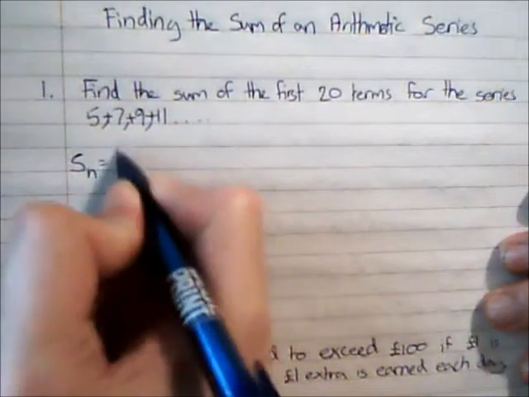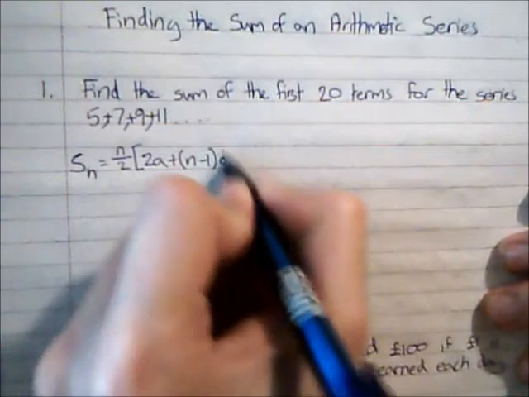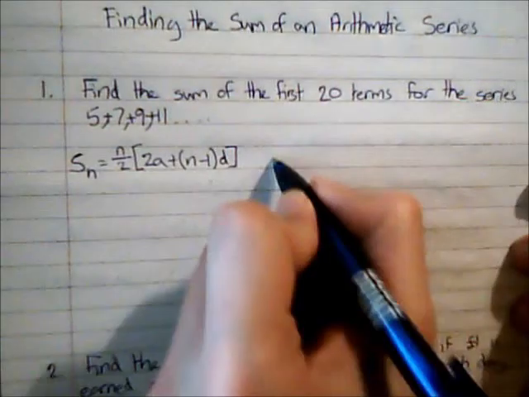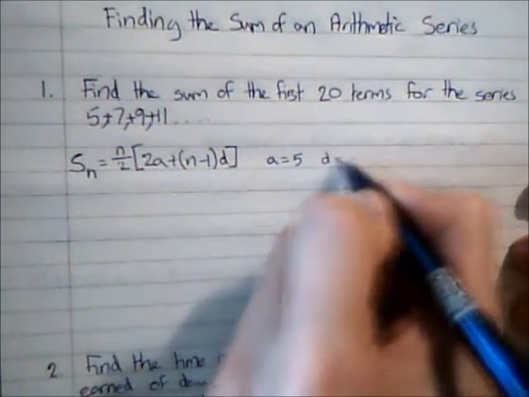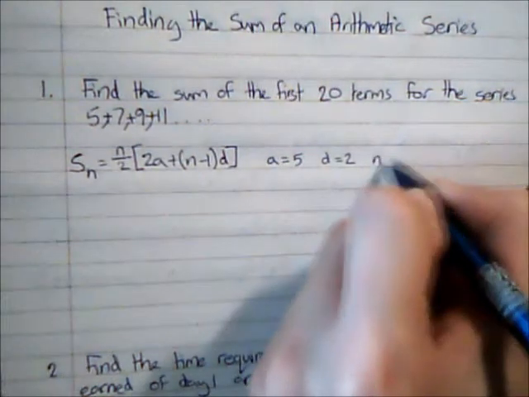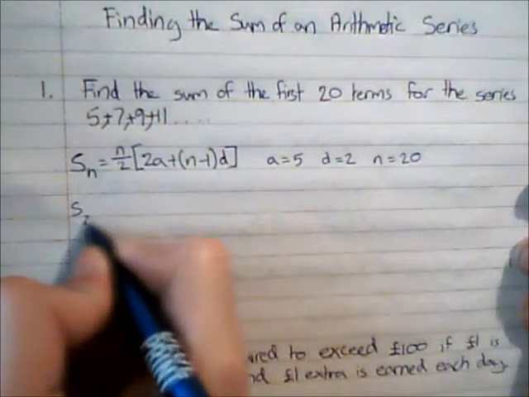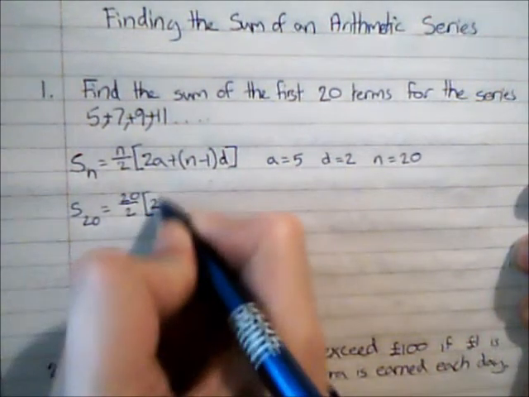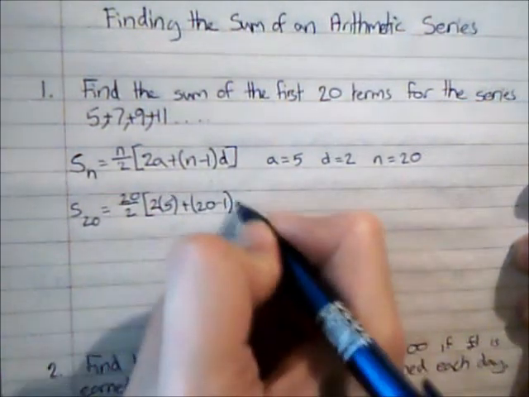So I'm going to start by writing down the formula for the nth term. And I'm going to find the values that I need here. So I need the start term, so this is where a is 5. I need the common difference, which is 2, and I need the value of n, so it's first 20 terms, so n is 20. So then S20 is equal to 20 over 2, multiplied by 2 lots of 5, added to 20 subtract 1, multiplied by 2.